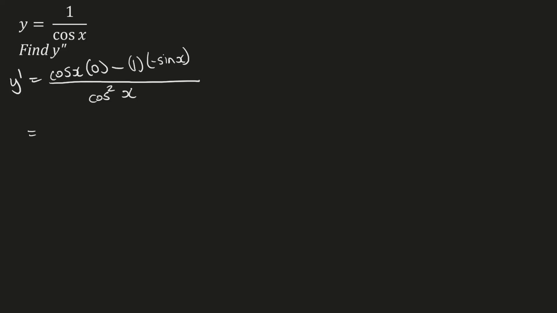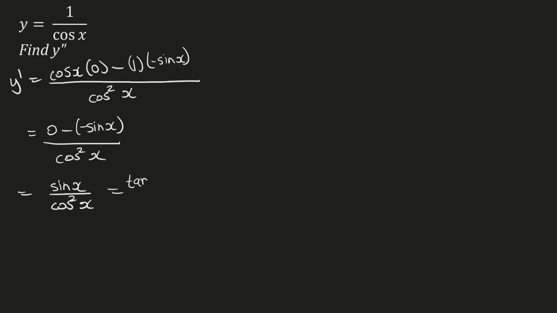So this equals 0 minus, we have minus here and minus here, so you would end up having a positive sine x over a cos squared x. We can rewrite sine x by cos x as tan x, but since we have a cos squared x, we're missing a cos x, so we have it in the bottom. But we can also rewrite 1 over cos x as secant x.